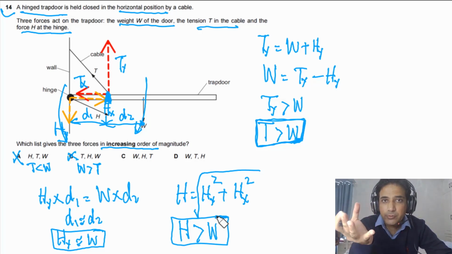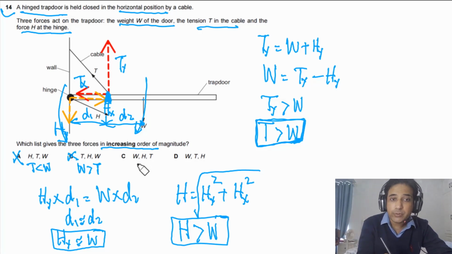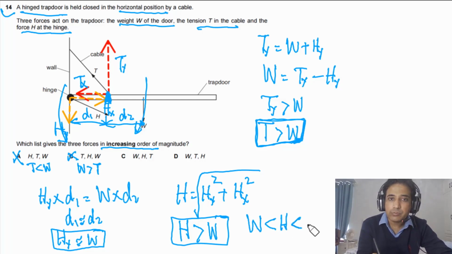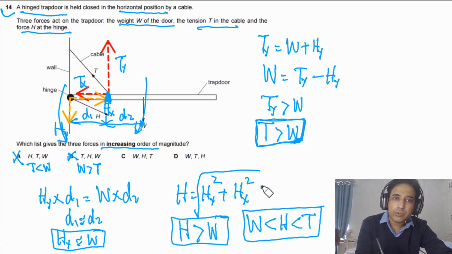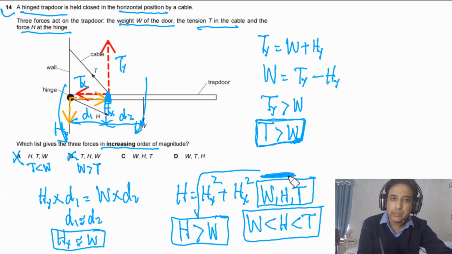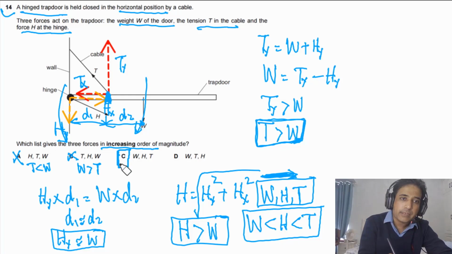Now if you look at the given options, W has to be the smallest, so W should be smaller than H, and H should be smaller than T. So this is the final result. It means we should have W first, then H, then T. This should be the increasing order of magnitude. Magnitude is increasing in this direction. So C is the best answer.